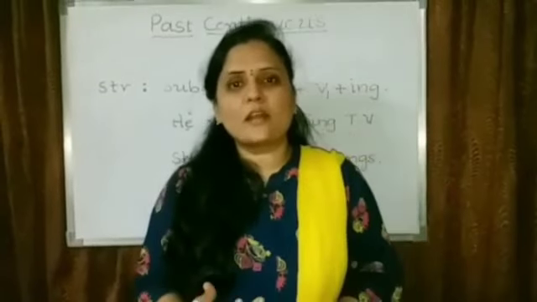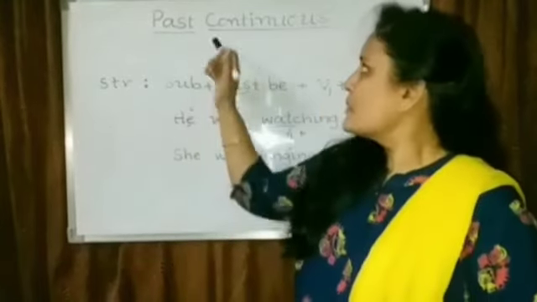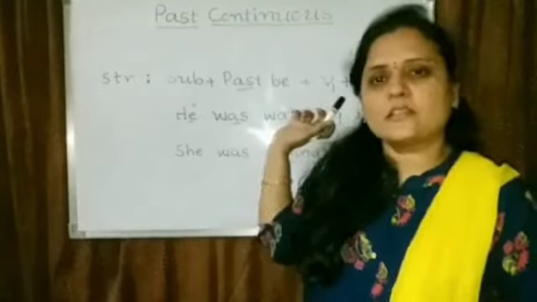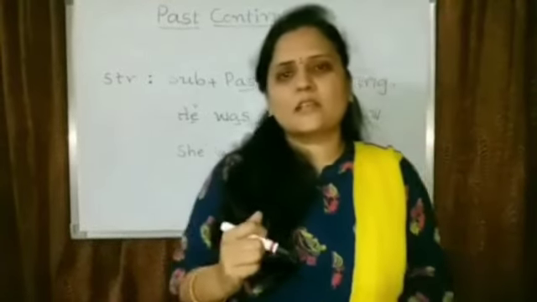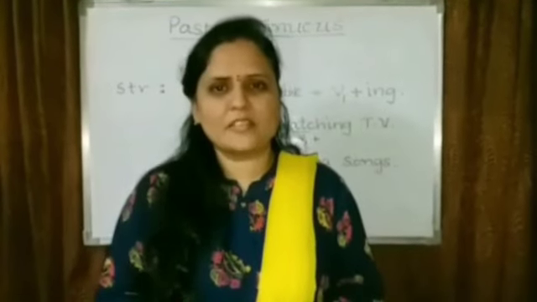So in past continuous we have to use the past be form. So here, past continuous: subject plus past be plus V1 plus ing. So this is past continuous. This is about simple past and past continuous tense.